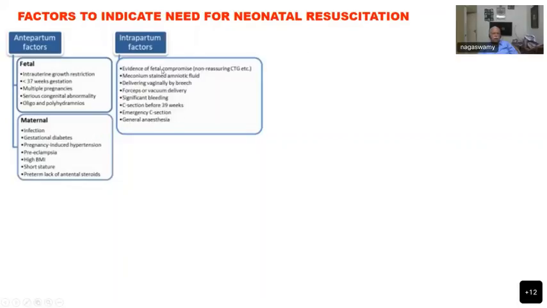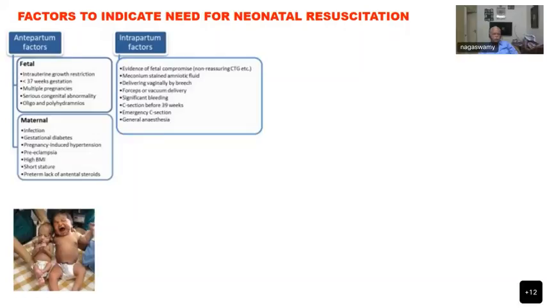Or intrapartum factors: evidence of fetal compromise, where the cardiotocograph is non-assuring, where the decelerations are very frequent, or a meconium-stained amniotic fluid, delivery of a breech or a forceps or vacuum delivery, significant bleeding, C-section before 39 weeks, emergency C-section, general anesthesia. All these things can result in the need for neonatal resuscitation.